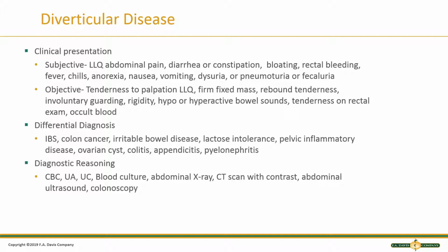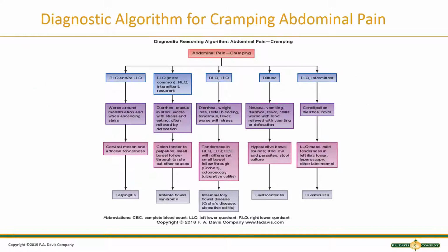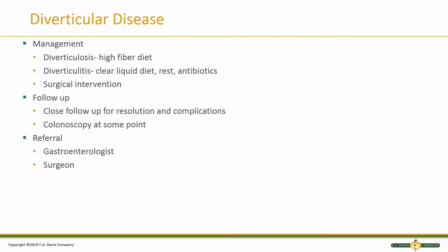Plain films can reveal free air indicating perforation, ileus, or obstruction. A CT scan is the most accurate to confirm the diagnosis. If the CT can't be performed, an ultrasound can show signs of an abscess, perforation, and obstruction. A colonoscopy should be considered if cancer is suspected or if there is rectal bleeding. See the chart on page 531 to help you with the differential diagnoses for diverticulitis.